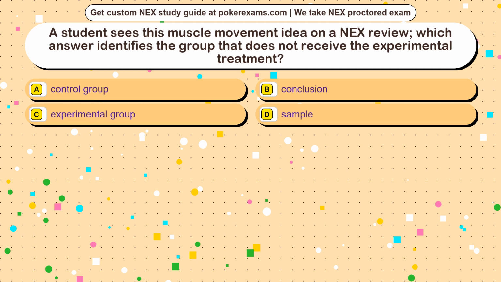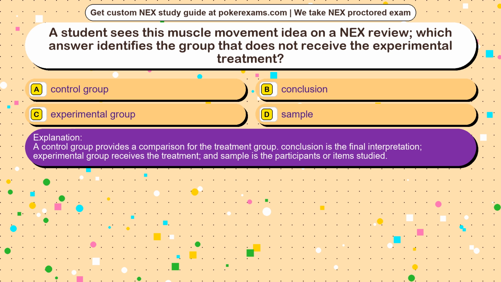The correct answer is option. A control group provides a comparison for the treatment group. Conclusion is the final interpretation, experimental group receives the treatment, and sample is the participants or items studied.